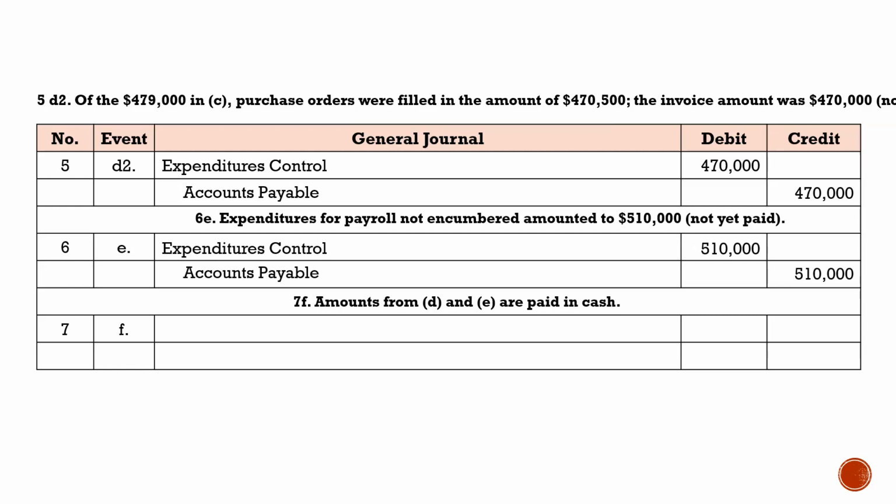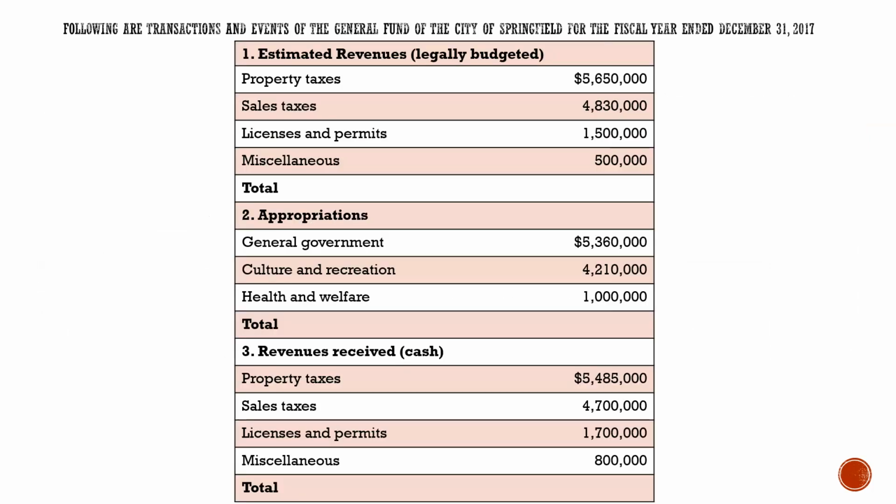So now in journal entry number 7, they tell us, hey, the amounts from journal entries D and E of the actual $470,000 invoice and the $510,000 of payroll, we paid those, and we paid them in cash. So we are going to debit accounts payable, which, as you guys are familiar with at this point, is a decrease to the liability account, and we are going to credit cash, which is a decrease to that asset account of $980,000.